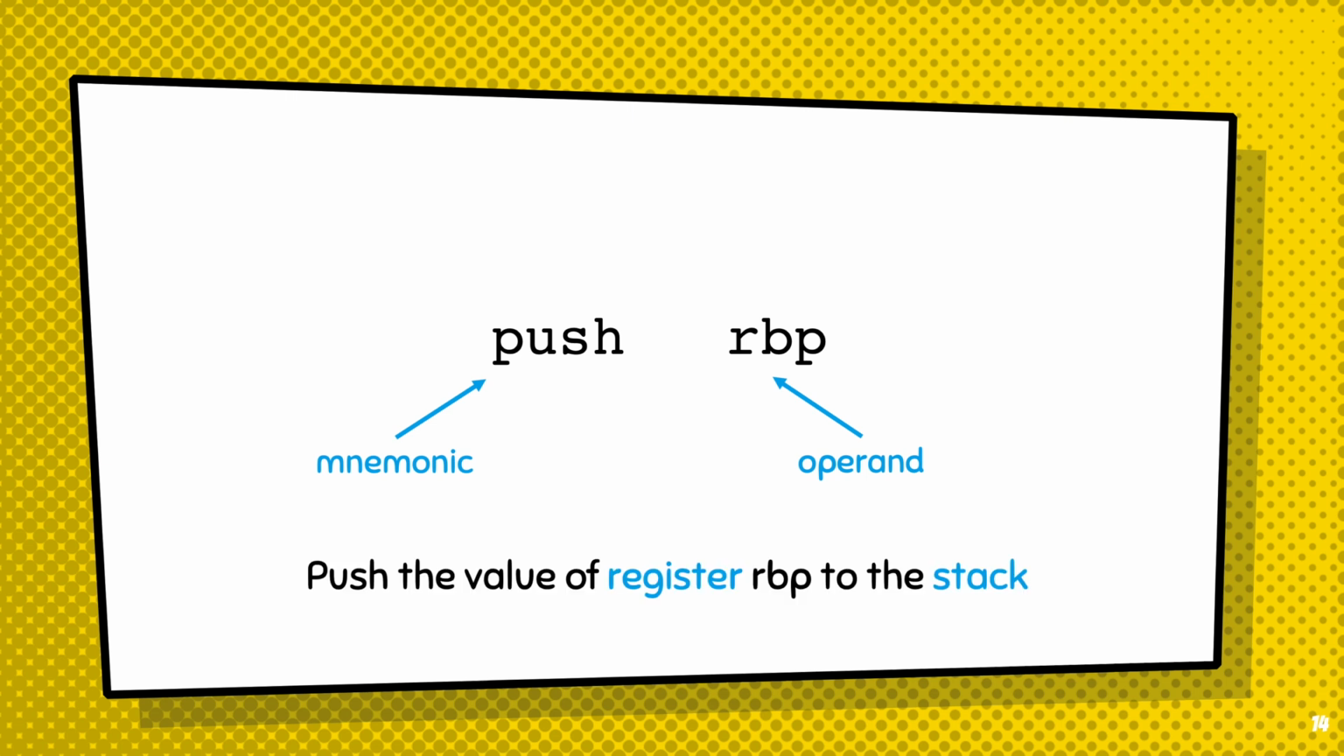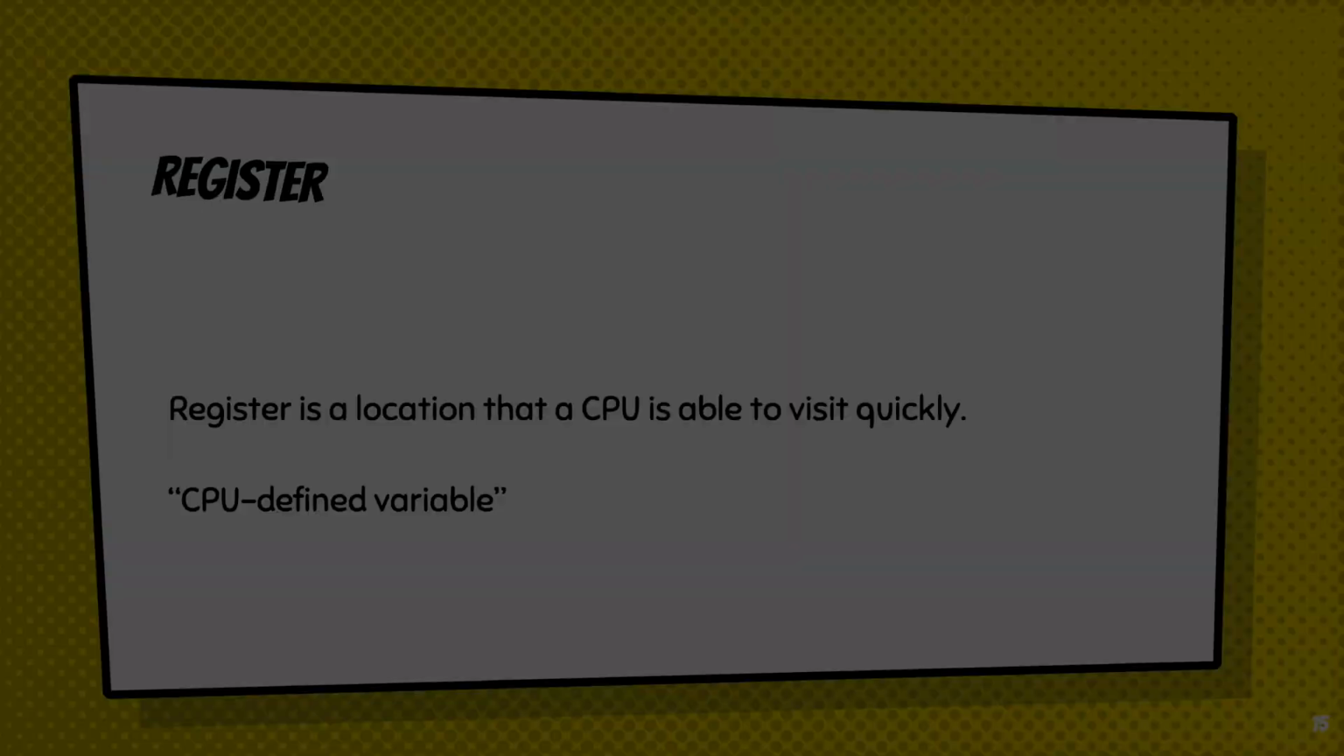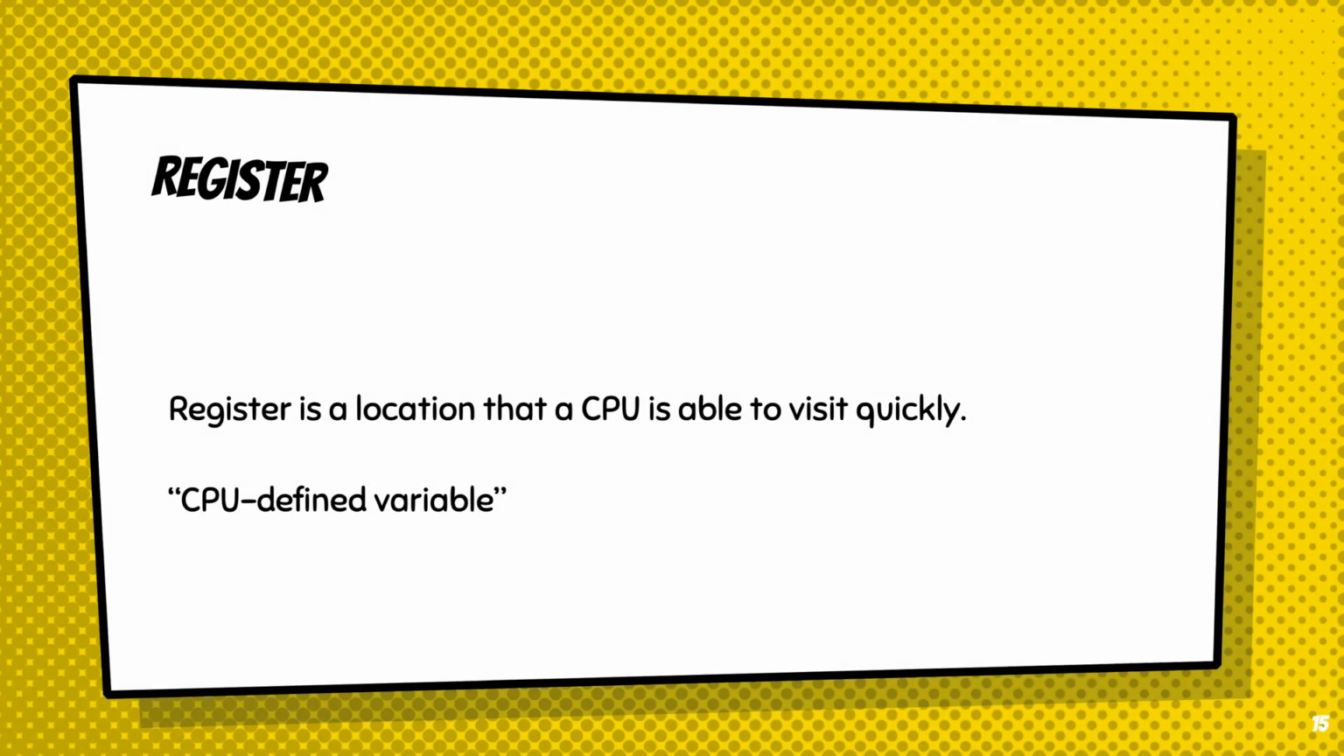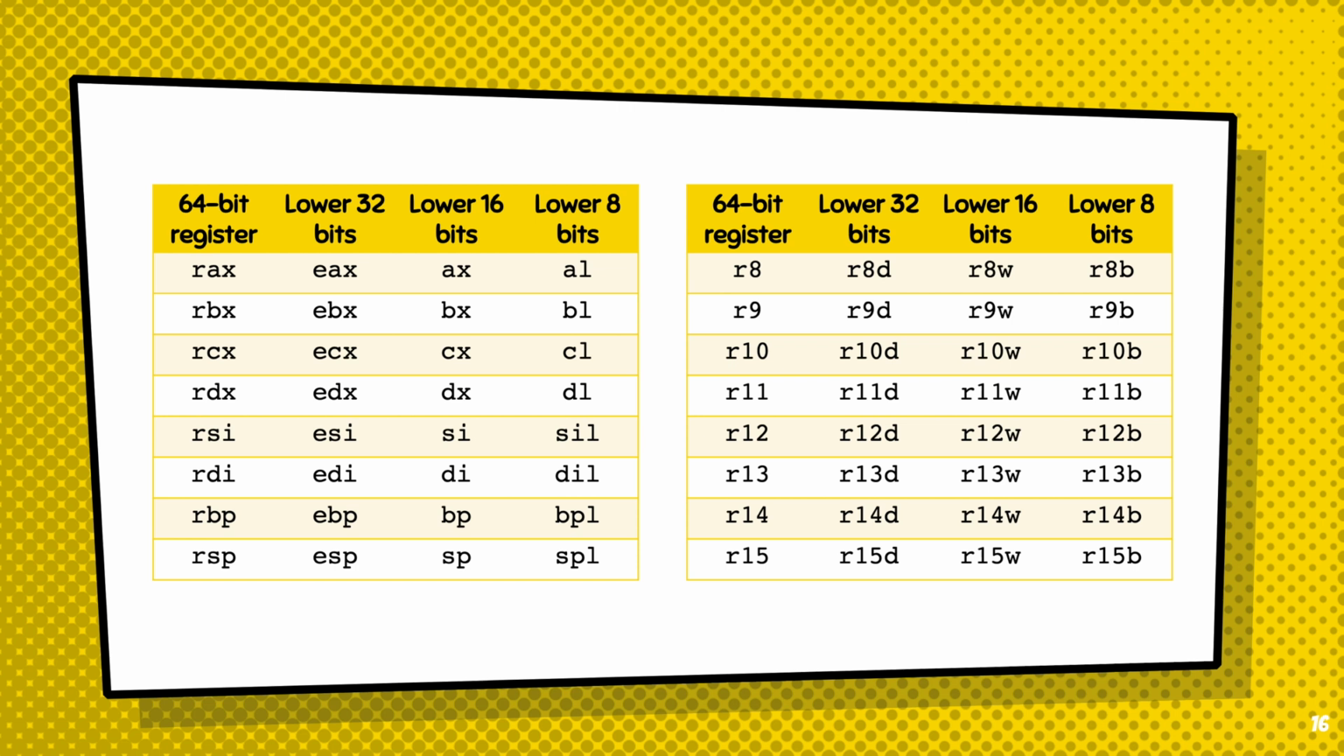You might wonder, what does it mean by register? A register is a location that the CPU is able to visit quickly. We can just consider a register as a CPU predefined variable. For x86-64, there are 16 general purpose registers, and you can access them with different lengths. Here I show the 16 registers and also the representation for each register with a different length.